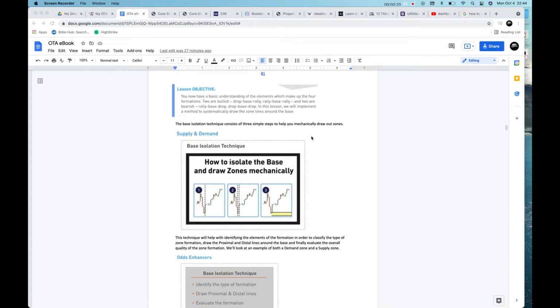Now in this lesson, we'll implement a method to systematically draw the zone lines around the base. This is referred to as a base isolation technique, and it consists of 3 simple steps to help you mechanically draw out the zones.